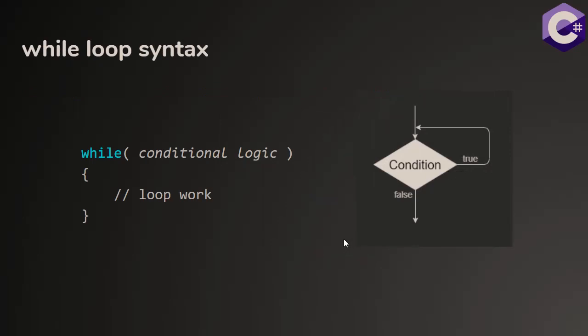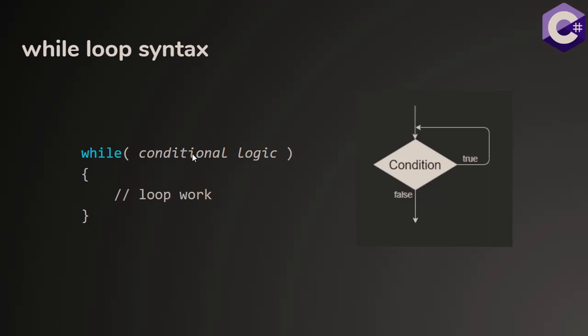To create a loop in C#, the syntax is very simple. It's similar to an if statement, except we just changed the if keyword to a while. So while some condition is true, we're going to attach a code block and do some work, and then when we leave the code block, we're going to go back and check to see is the condition still true.